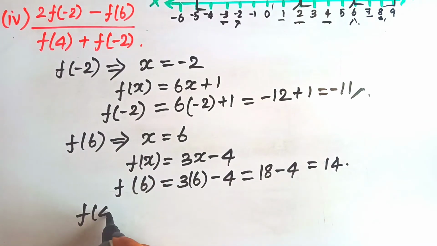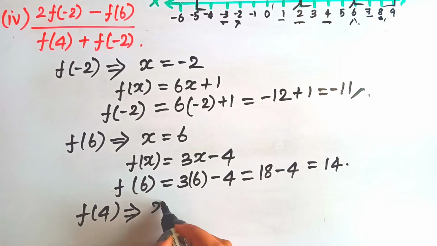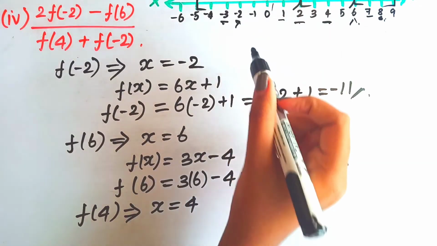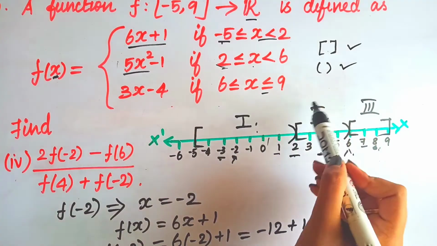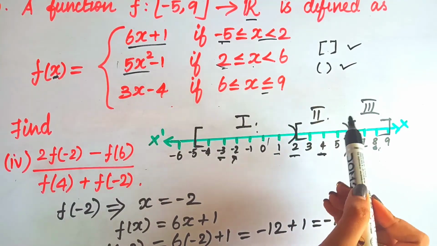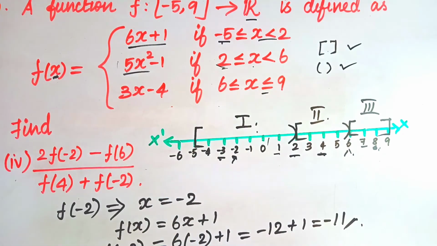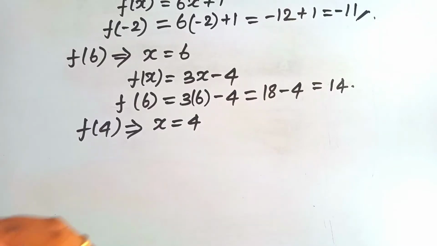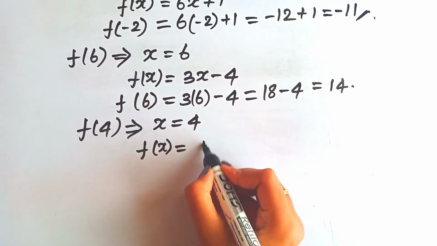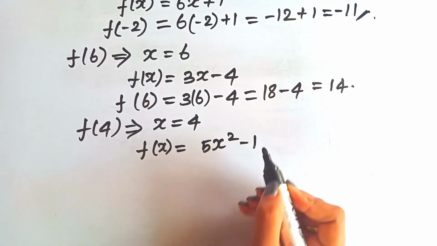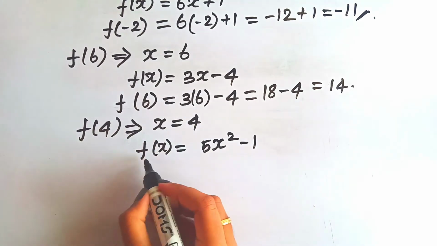So f of 4 is equal to, x will be equal to 4. So we have to find 4 in our number line, and here it is. It's in the second interval, and our second interval is 5x square minus 1. So our function will be f of x is equal to 5x square minus 1, and we have to substitute 4 in the place of x.